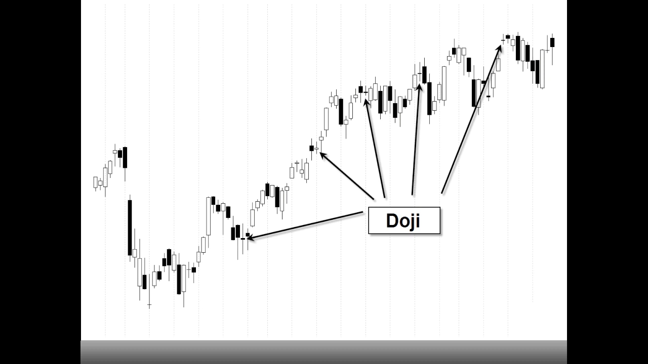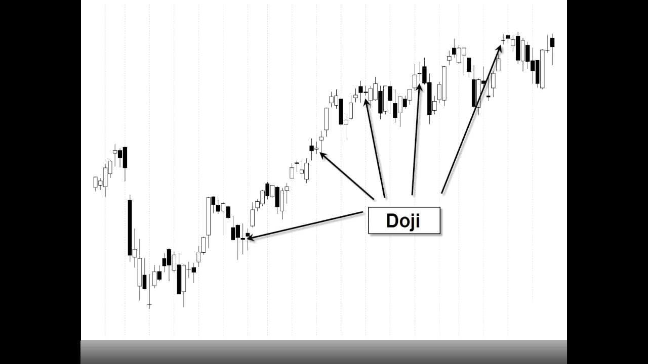The chart shown here has numerous doji formations scattered throughout. You can see them indicated by the arrows. Notice that the occurrence of the doji candle is often followed by a change in the stock's direction. Although the change isn't immediate, it often follows within 1 or 2 periods.